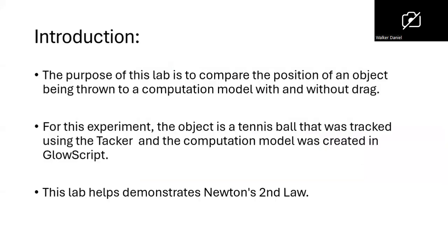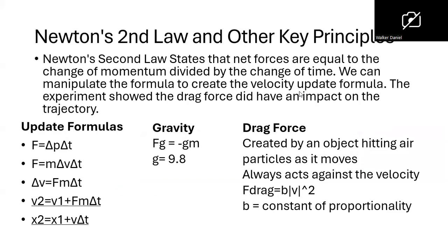The purpose of this lab is to compare the position of an object being thrown to a computational model with and without drag. In the experiment, the object is a tennis ball that was tracked using Tracker, and the computational model was created in GlowScript. This lab helps demonstrate Newton's second law and other key principles.